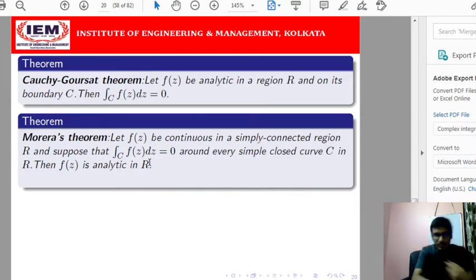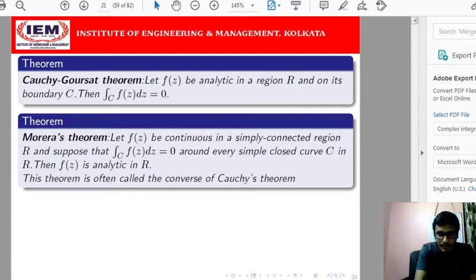Then conversely we can say that the function f(z) given to us, which is continuous in the simply connected region R and whose integral is 0, will be analytic in R. So for Cauchy's theorem, if the function is analytic and its derivative is continuous, then the line integration with respect to a given curve will be 0. And reversely, if f(z) is given to us as continuous and we know the line integral is 0, we can say that the function f(z) will be analytic. That is called Morera's theorem.